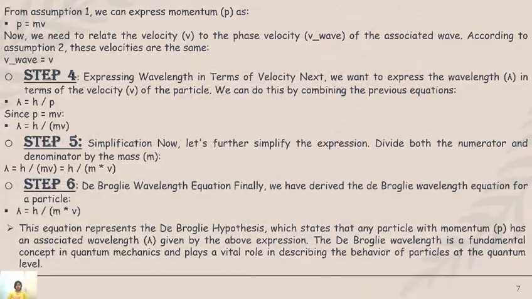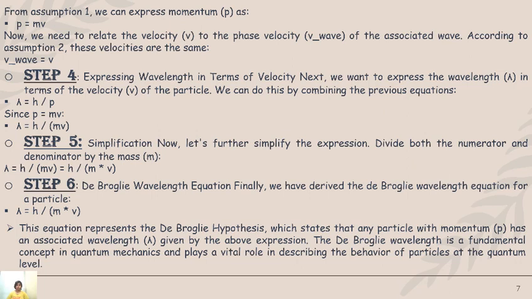For assumption 1, we can express momentum p as p is equal to mv. Now we need to relate the velocity to the phase velocity of the associated wave. According to assumption 2, these velocities are the same. The wave velocity is equal to v.